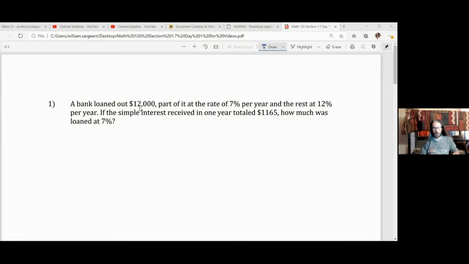In this first one, although they were only asking for how much was loaned at 7%, really you could find out how much was also loaned at 12% to get that total simple interest of $1,165. But I could make this into a question similar to the next one, where we know how much is loaned at either the 7% or the 12%, not both, and then figure out, based on that, how much must have been loaned at the other percentage.